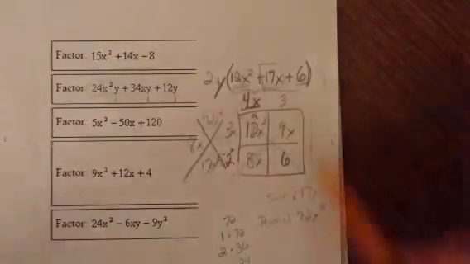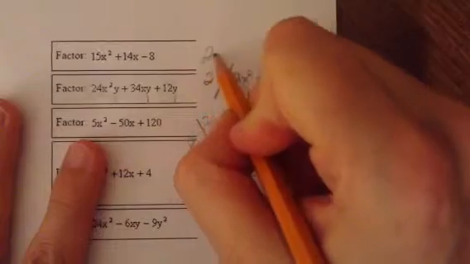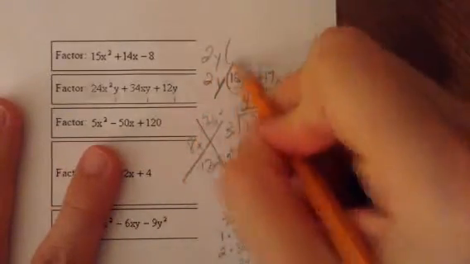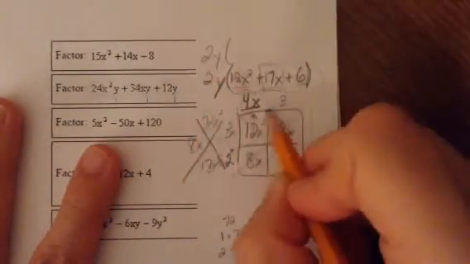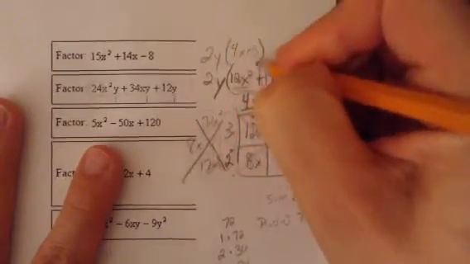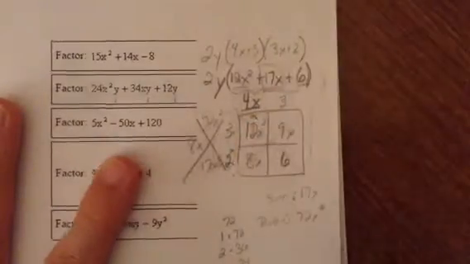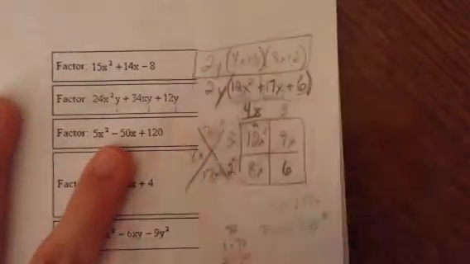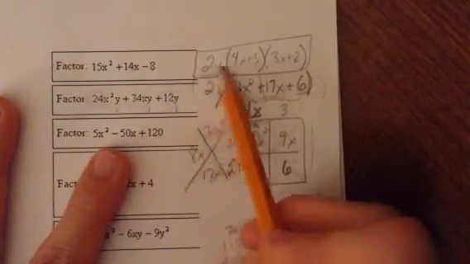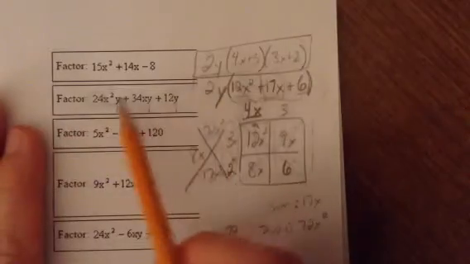So the final step, we need to write the whole thing out in factored form. So we still have the 2y as a factor. But now we took this trinomial and we turned it into two binomials. 4x plus 3 and 3x plus 2, right? So this is the final factored form where we've got this greatest common factor and then we've got these two binomials that all of this would multiply back out to that.